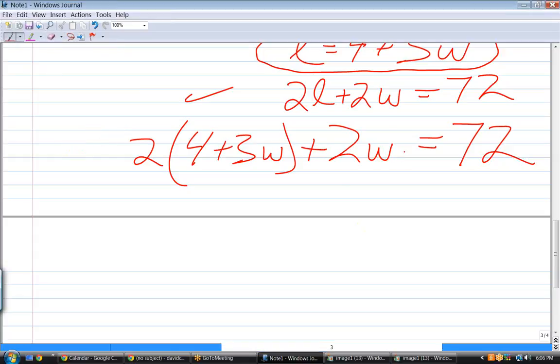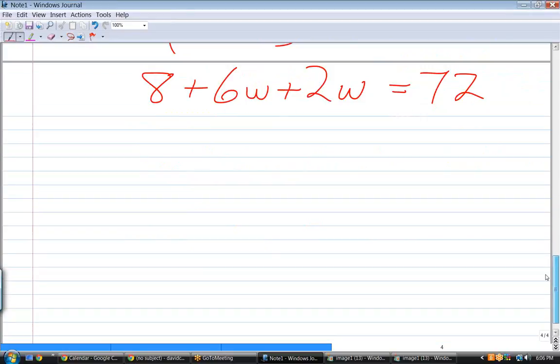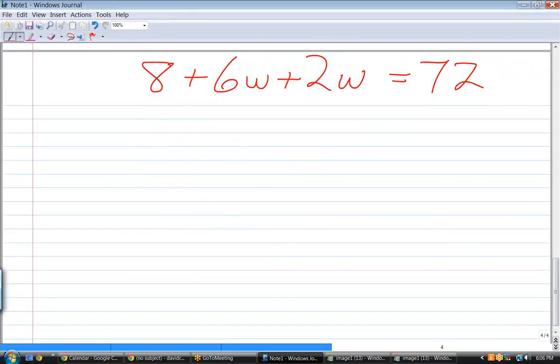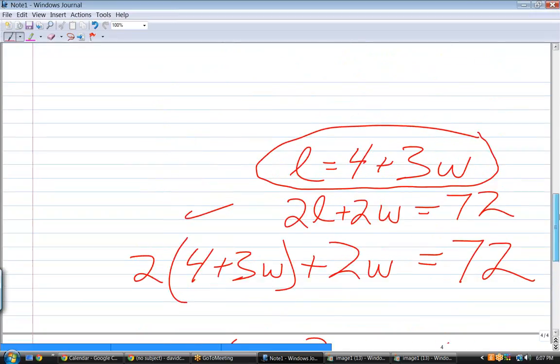What's the next step in solving for W here? So it'd just be 8 plus 6W plus 2W equals 72. Next step? Minus 8. Okay, and combine your W's. Subtract 8 from both sides. Finally, W equals 8. So the width of the garden is 8.